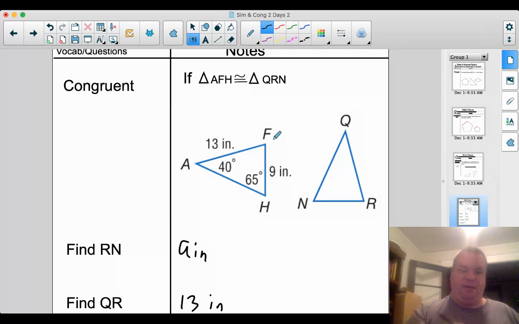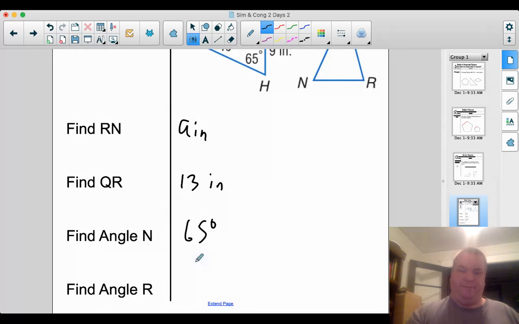If I add 40 plus 65 together, I get 105. To figure out what that last angle is, I have to take 180 degrees, which is the sum of all 3, and subtract 105. That's what those 2 add up to. If I do that, I get 75. So I know this is 75 degrees, which means R is also 75 degrees. So if they're congruent, you can just see what parts match up, and then they're going to be the same.